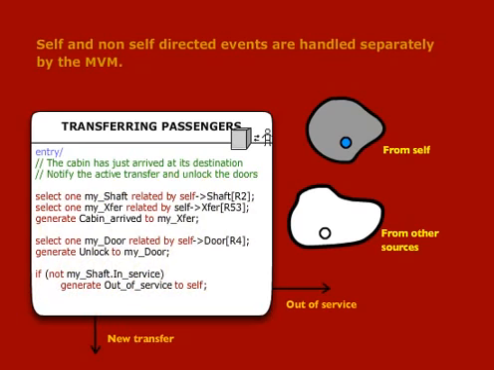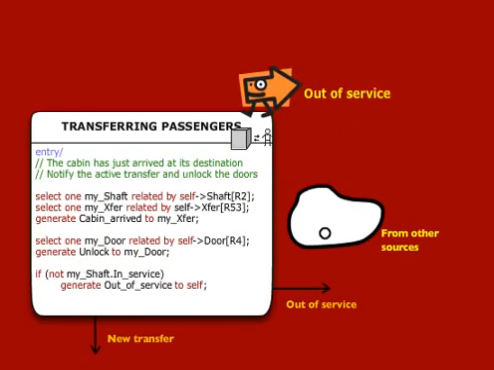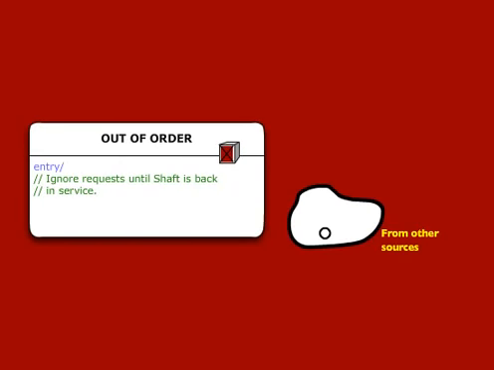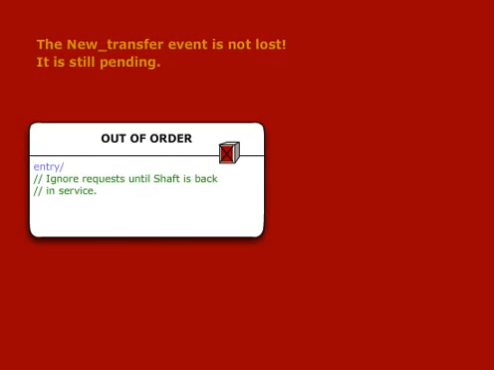Now that the state procedure has completed, the cabin object is presented with a pending event. Even though it arrived later than the new transfer event, the out-of-service event is seen first because it is self-directed. So the cabin object takes the corresponding out-of-service transition to the out-of-order state. The very minimal state procedure is executed, and then the still pending new transfer event is received, where it is ignored and discarded as determined by our state table.